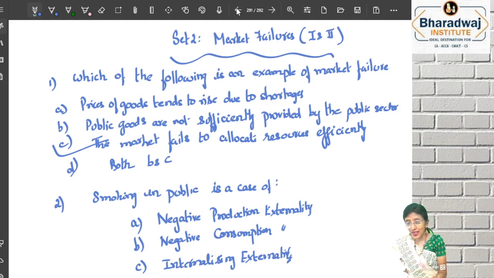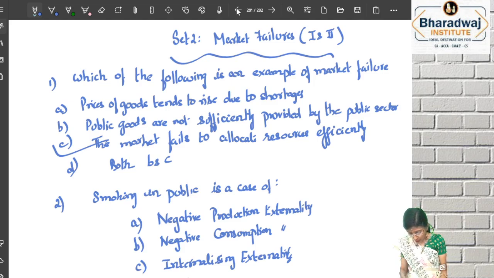Market failure is a case where the private sector has let down the well-being of the people. From a welfare perspective, they have failed. So that is what you have to be very clear. Answer is C. Okay, go to the next one.